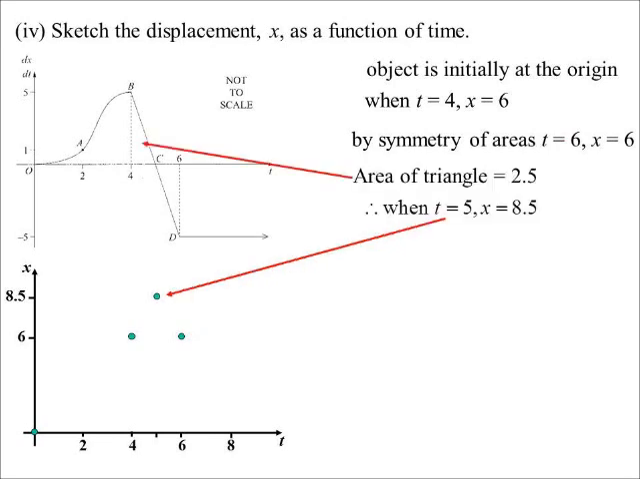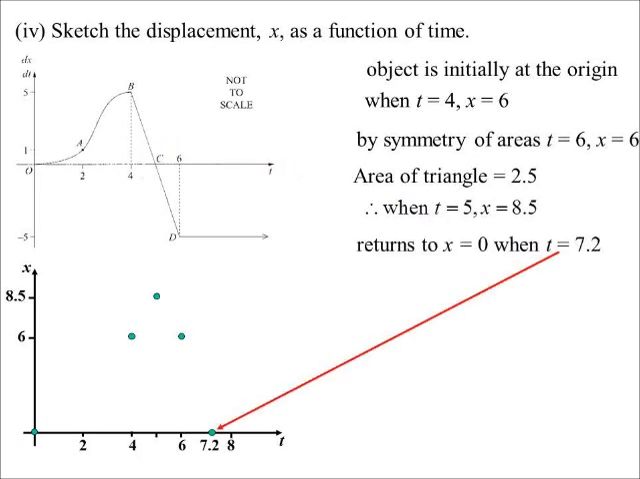Area of the actual triangle we said was 2.5. That's why I've drawn in 8.5 there. So it must have gone up to 8.5 and then back down to 6. So I can plot that point in. We estimated that displacement was back to 0 when t was 7.2. So plot that point in.